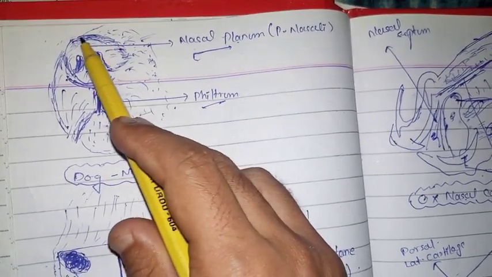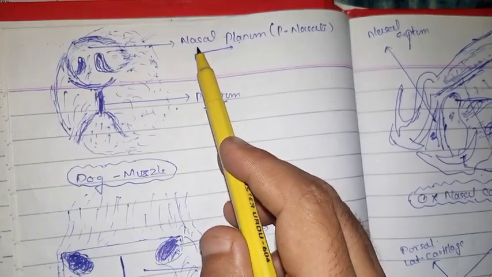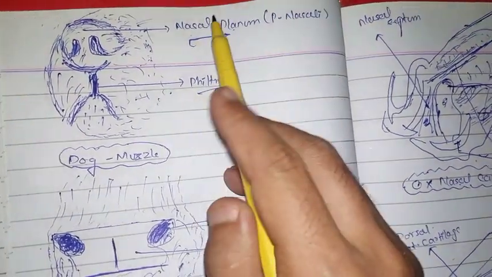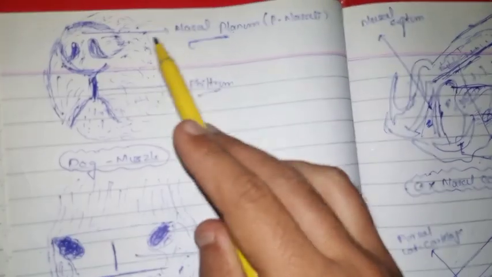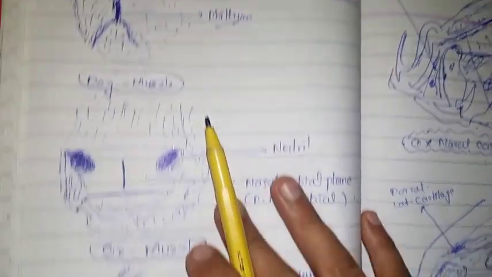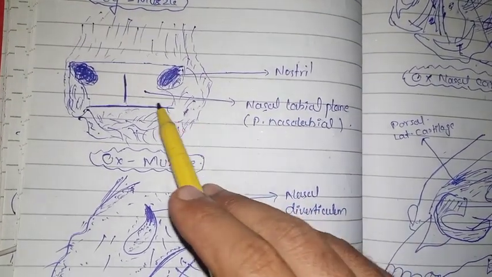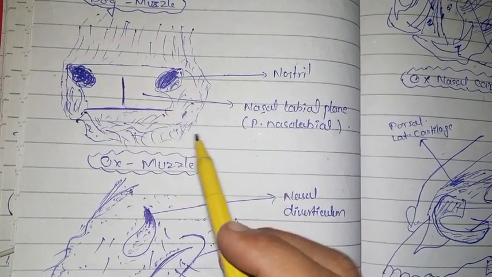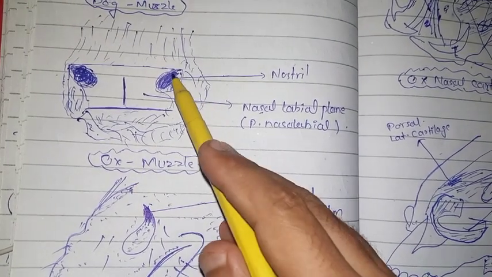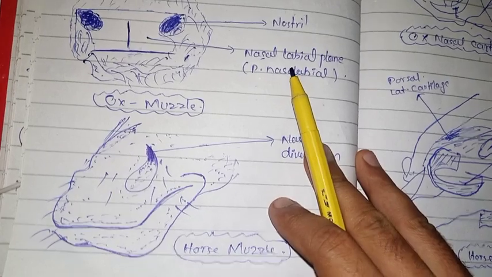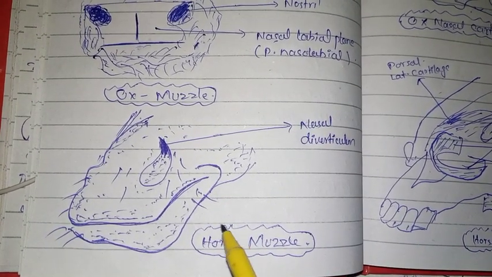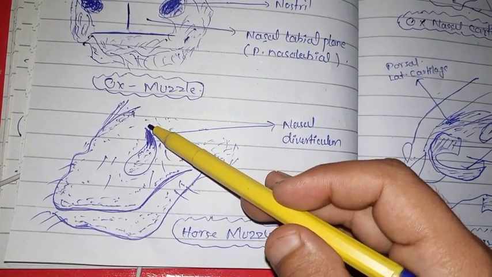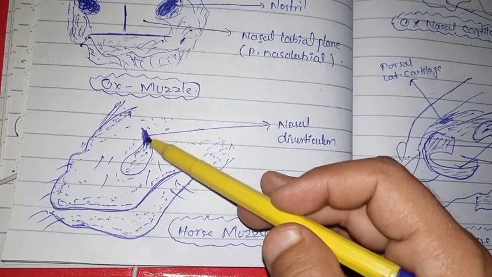This nasal external portion is called nasal planum. If it is moist, then it shows that the dog is healthy. This portion is called nasal labial plane in ox muzzle. These are the nostrils. Horse muzzle. The main point in horse is the nasal diverticulum, which is present in nostrils in the dorsal portion.